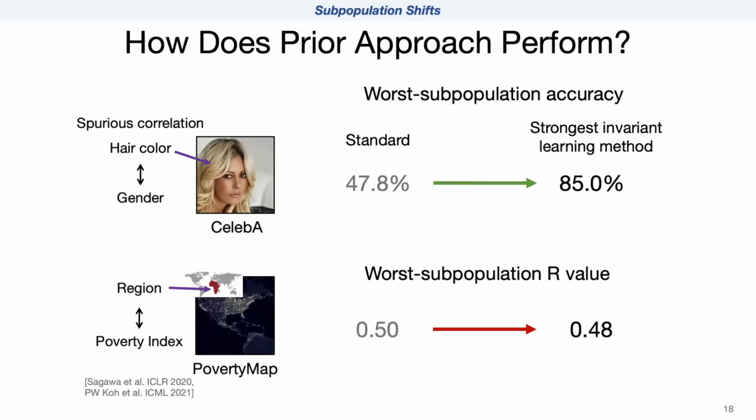However, for some datasets, like this PovertyMap, which is an image regression dataset, here we use satellite images to predict the poverty index. So here the poverty index is spuriously correlated with the region information. And when we evaluate the performance, we can find that this kind of method even hurts the performance compared with the standard supervised learning.